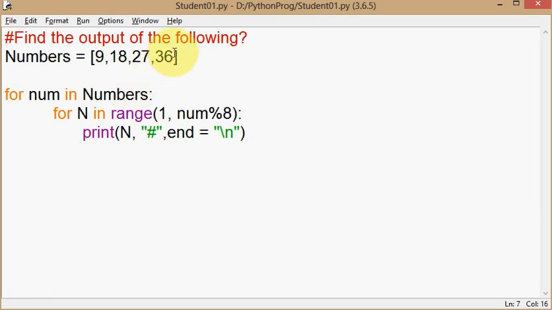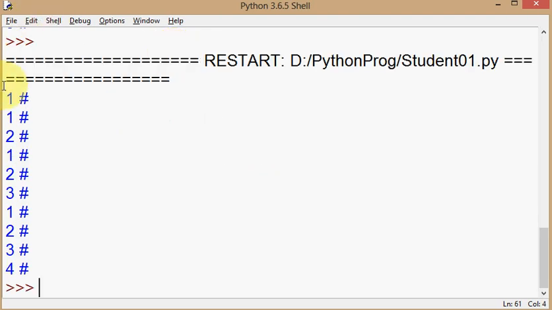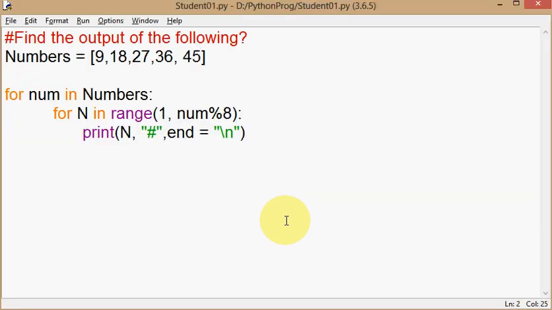If I include one more number, 45, what should be the output? 1, 1, 2, 1, 2, 3, 1, 2, 3, 4. So if you practice such questions, you will definitely solve the questions on getting output in a very short period of time during the exam. Thank you.